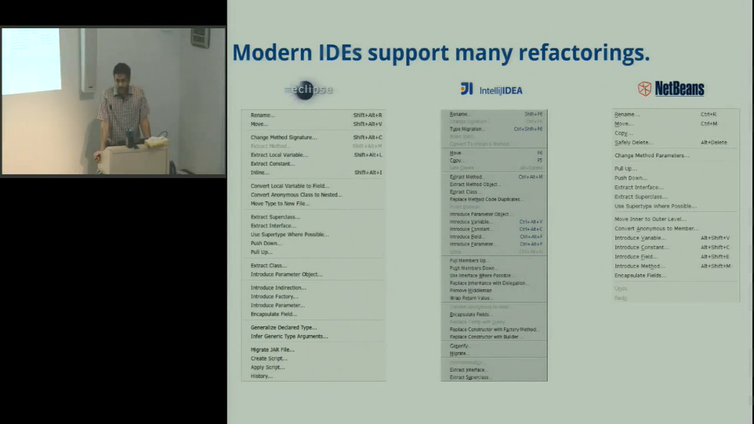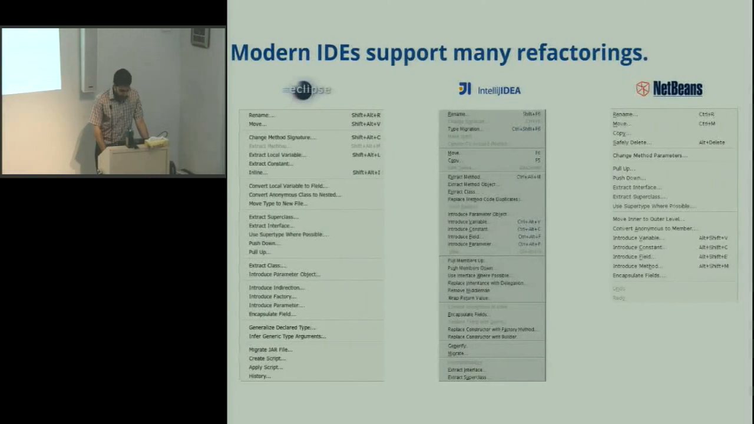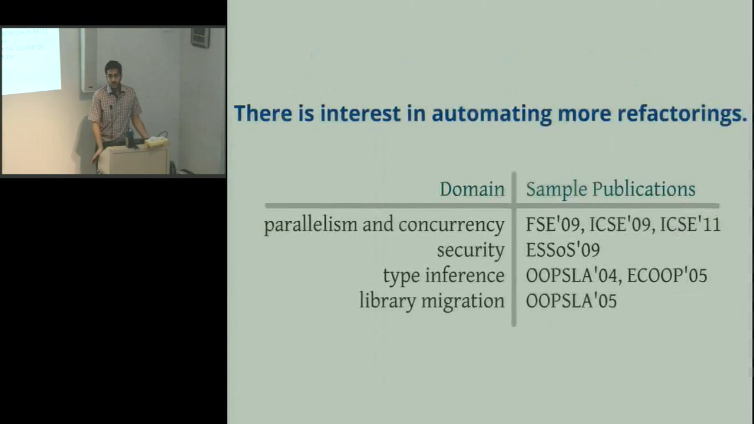Here are the refactor menus of 3 popular Java IDEs: Eclipse, IntelliJ, and NetBeans. And as you can see, the list of supported refactorings is pretty long. On the research side, there is much interest in automating more kinds of transformation. Typically, they identify a recurring transformation in a particular domain and offer an automated tool for performing that transformation. These refactorings apply to various domains like parallelism, security, file implementation.